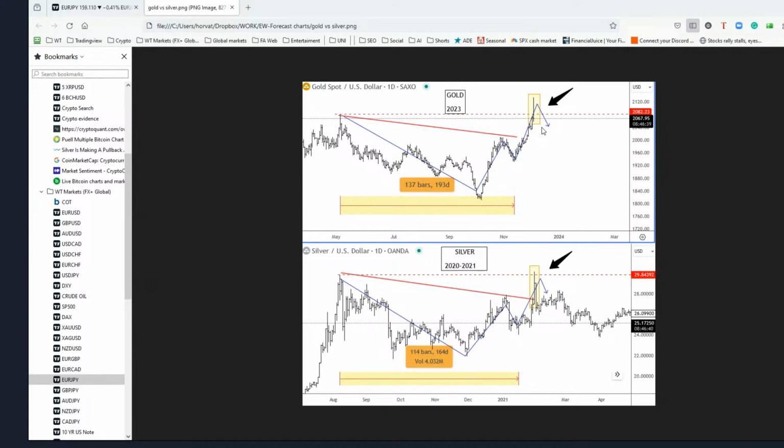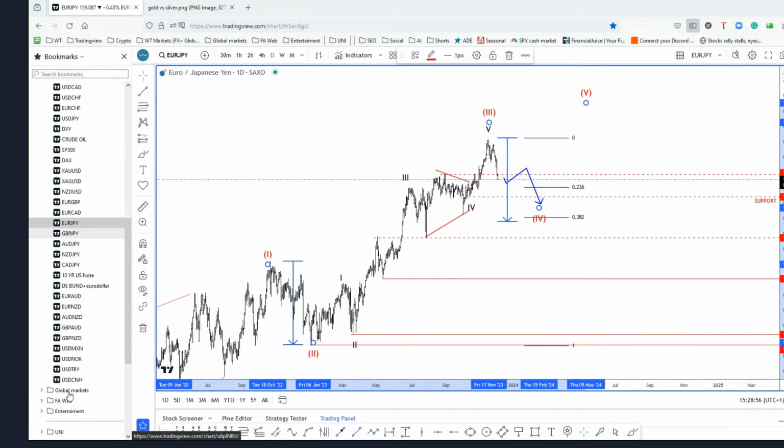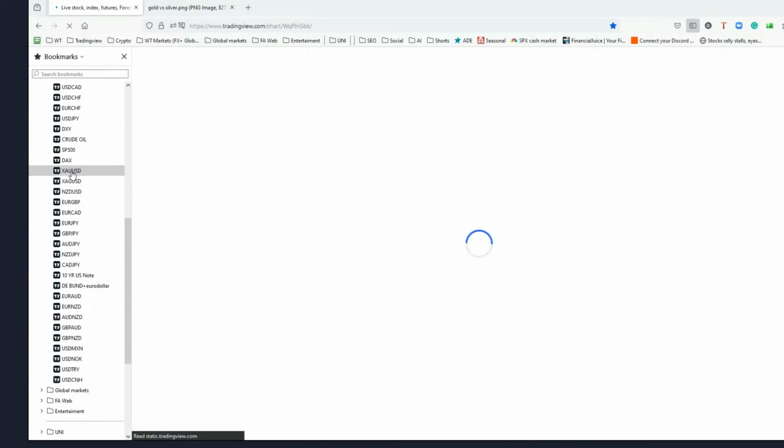Okay, we'll see what will happen till the end of the week, but at these levels with this price action, just be careful. Okay, now let's take a look also here at some of the wave counts on gold.